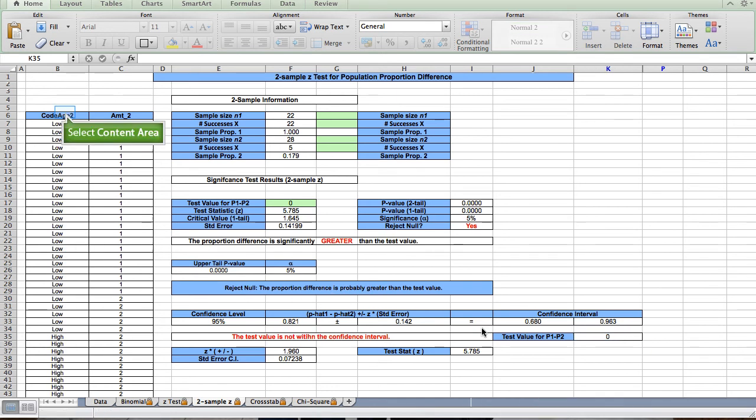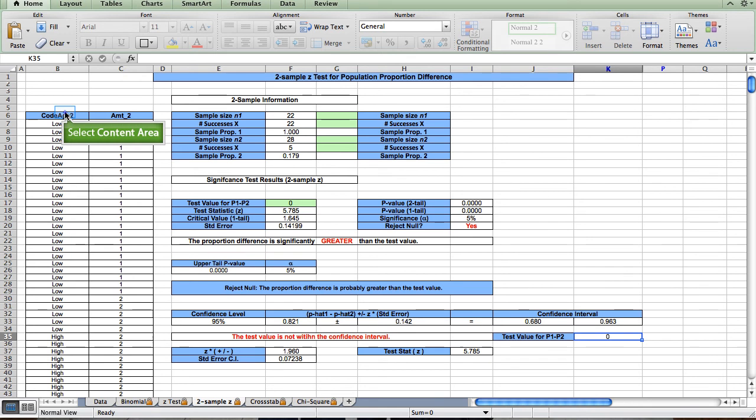Running a different test and changing our independent variable to age shows different results. Here the age variable is recoded categorically into two groups. The low age group is below the mean, and everybody in the high age group has an age above the mean. Here we can see the two-sample Z results.